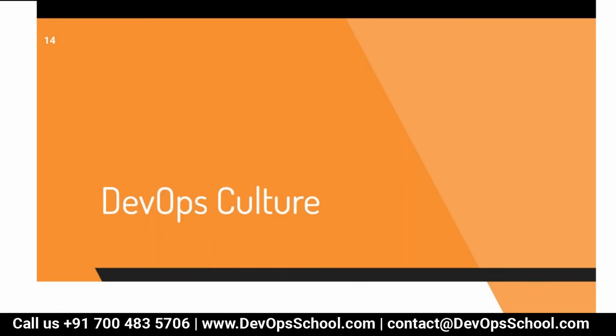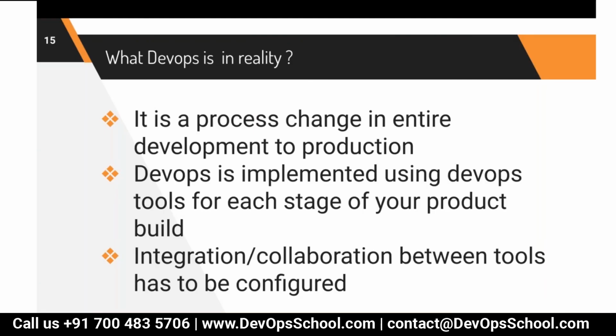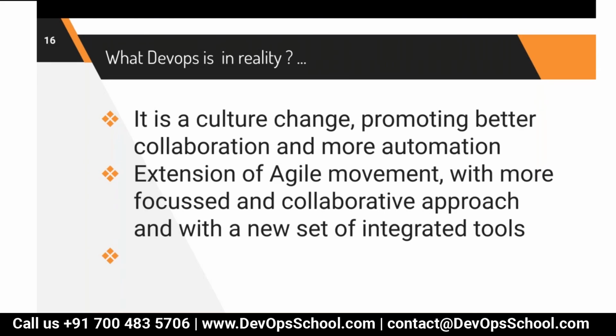Now let's talk a little bit about DevOps culture, what the culture is built up of. It is actually a process change in entire development to production. So the entire approach changes. How do you look at it? It's implemented using DevOps products at each stage of your product build. Integration and collaboration between tools has to be configured, and they have to be intercompatible with each other. It's a cultural change, promoting better collaboration and more automation.